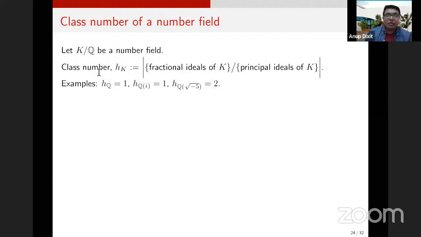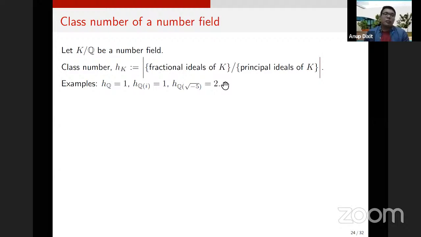For instance, if you look at the rational numbers, then the ring of integers is just the integers, which is a PID. So we have class number 1. Again, the Gaussian integers are a PID, so the class number of Q(i) is 1. However, Q(√-5) is not a PID, and its class number is in fact 2.